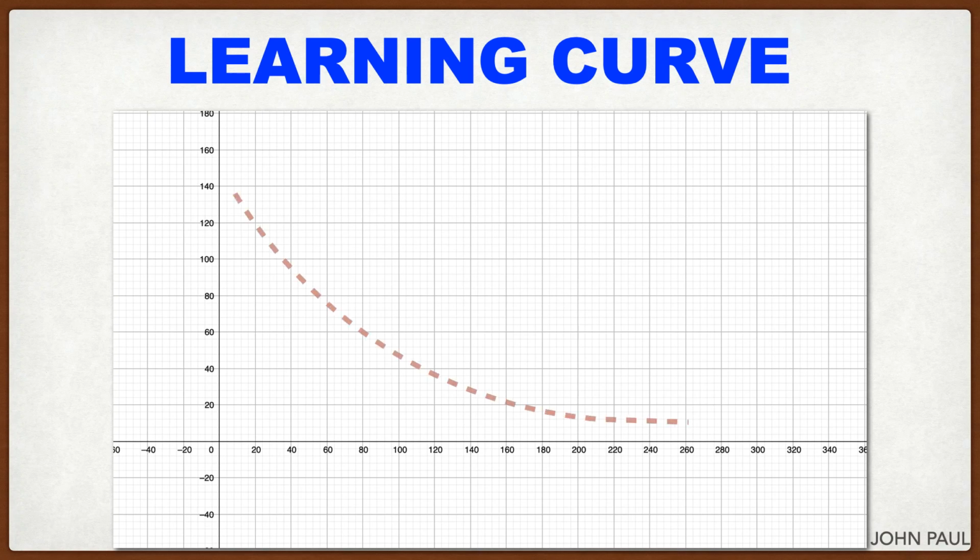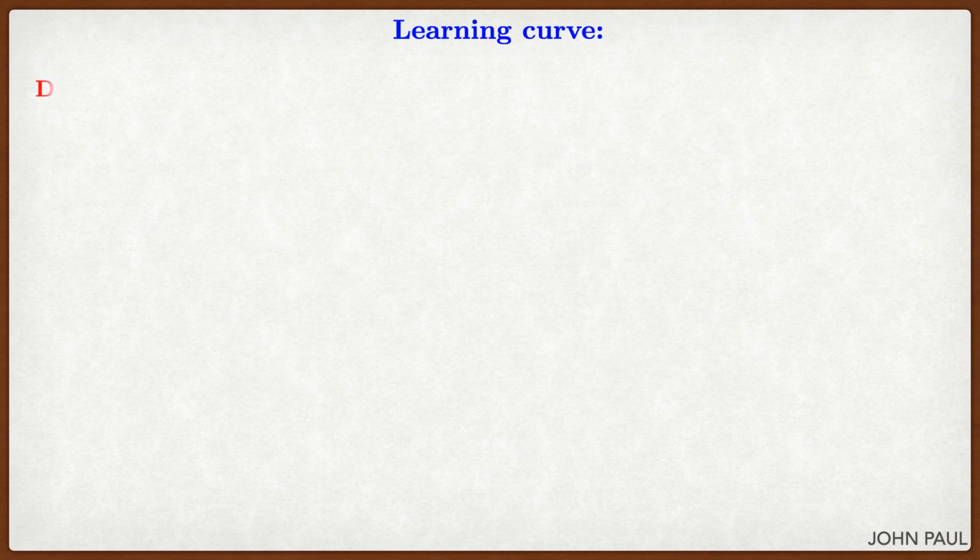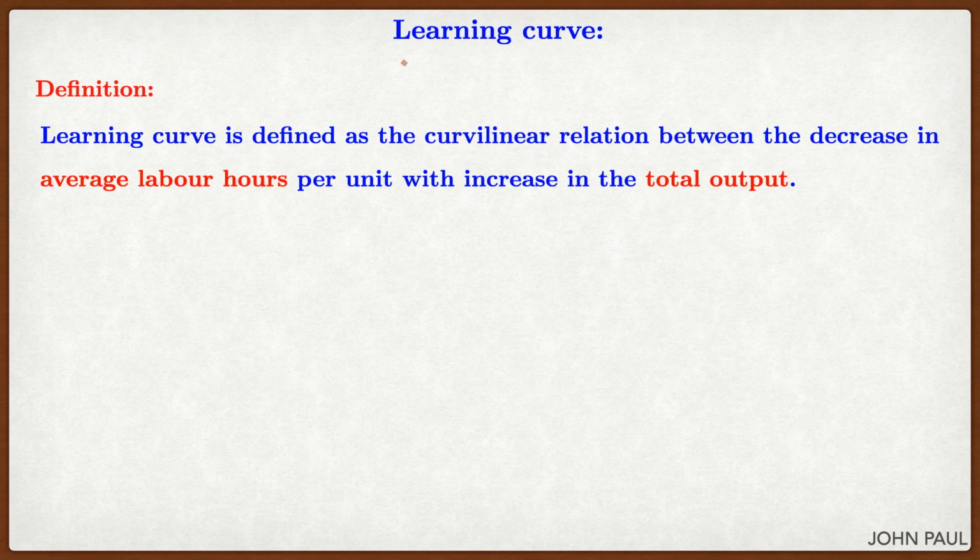Learning curve. Definition: A learning curve is defined as a curvilinear relation between the decrease in average labor hour per unit with increase in the total output.